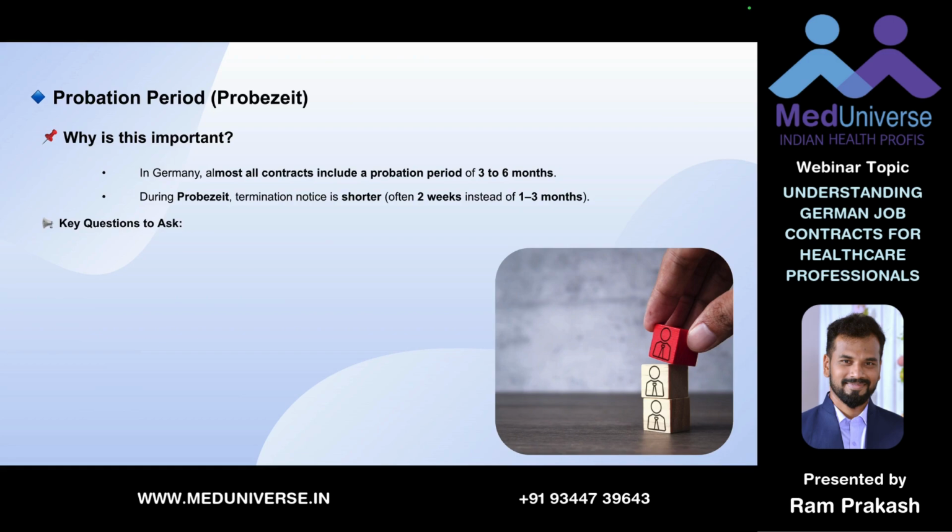What are the key questions you should ask? How long is the probation period? Because this is a vague structure, from 3 to 6 months. Someone can have 3 months, someone can have 6 months. But by law, in the first 2 years, you can even give 4 weeks of notice. Okay. What happens after probation?